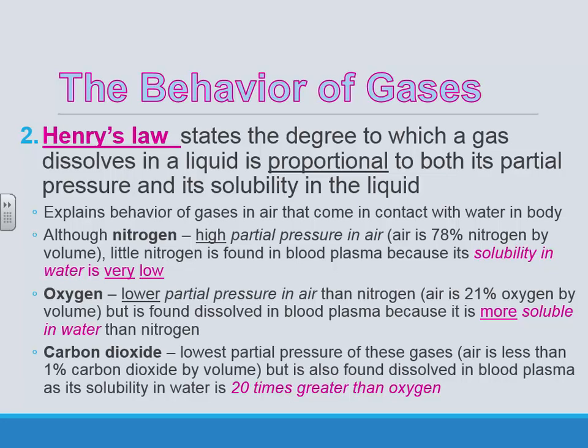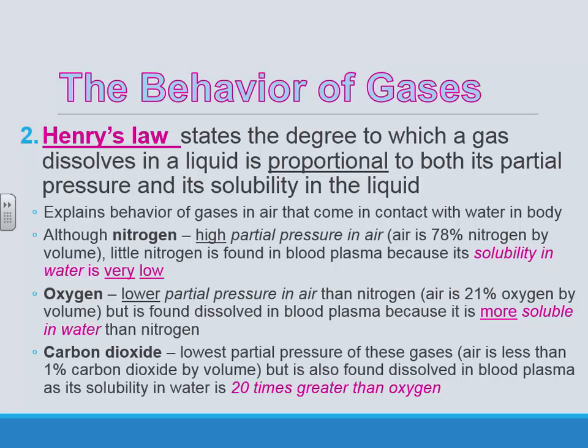Nitrogen has a very high partial pressure. 78% of the atmosphere is nitrogen by volume, but very little nitrogen is found in the blood plasma because it isn't very soluble in water. So it doesn't dissolve, and it's not found in the blood plasma. Because what's the blood plasma's consistency? Mostly water. Oxygen has a much lower partial pressure than nitrogen does, but it is much more soluble in water than nitrogen. So, of course, you find oxygen dissolved in the blood plasma.